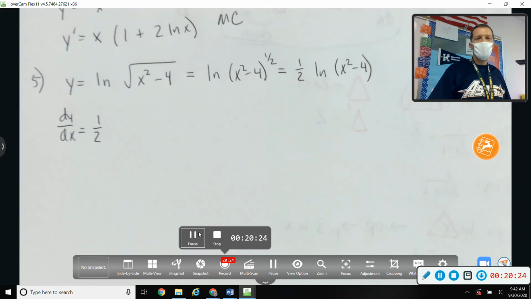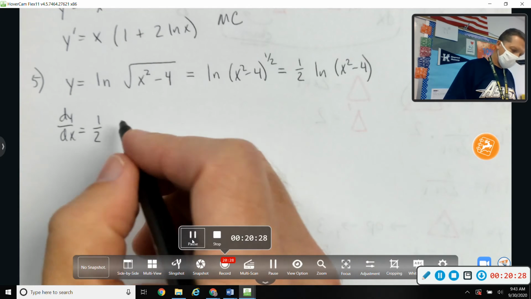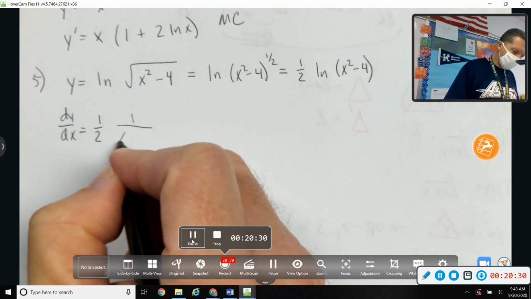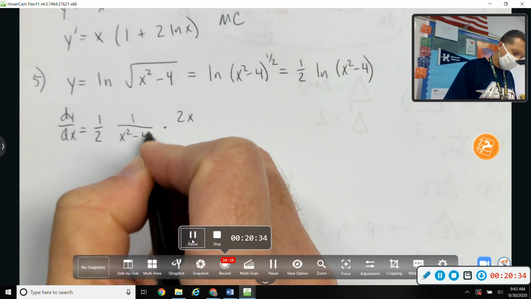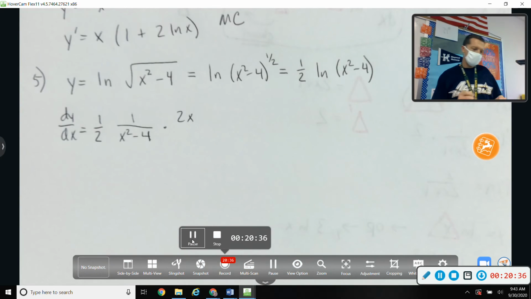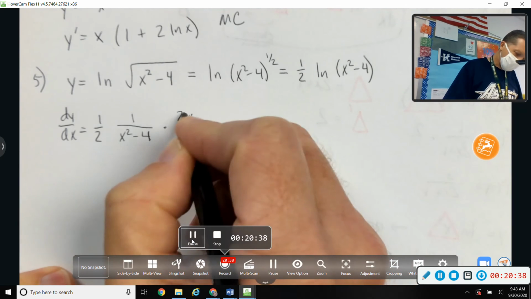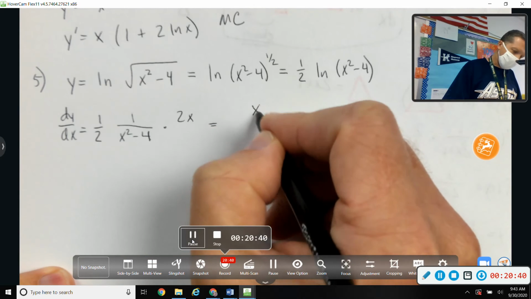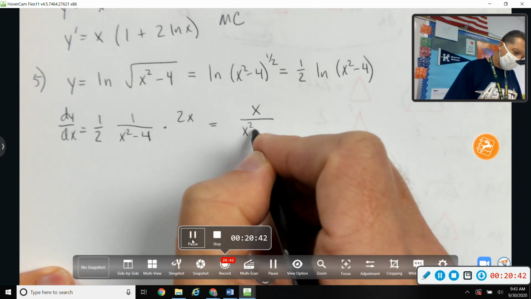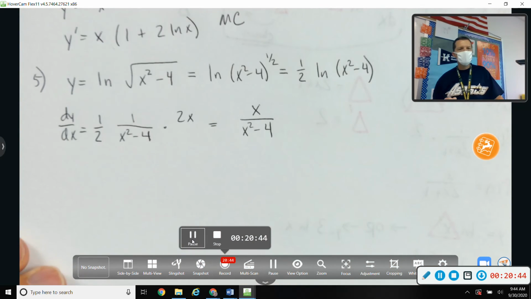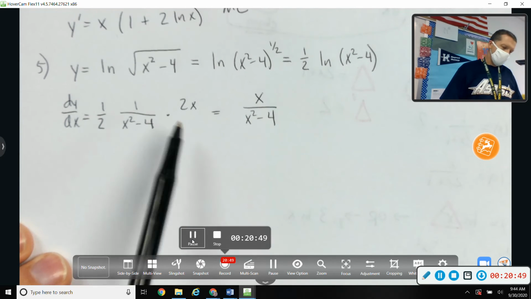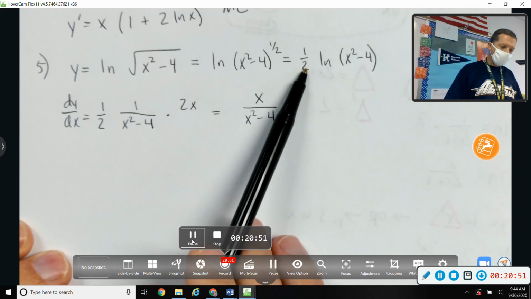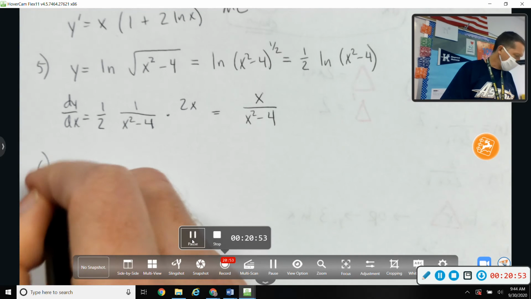1 over the argument times the derivative of the argument. And then the 2's cancel and just kind of cleaning things up a little bit. x over x squared minus 4. And again, pay the price in algebra so you don't have to pay it in calculus.